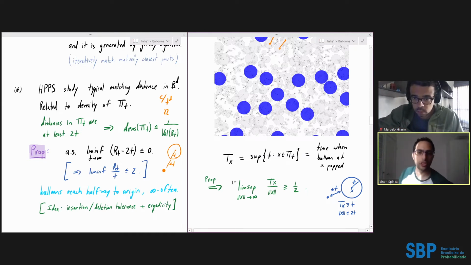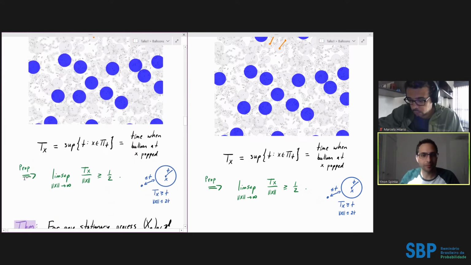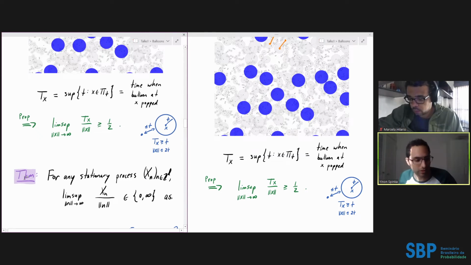So here's a general result now that I'll tell you about, which has nothing to do with the balloon process. Just a general result for processes indexed by Z^d. If you have any real valued stationary process indexed by Z^d, the lim sup of X_n over the norm of n is either 0 or infinity, almost surely. It can't be anything else. It can't be something non-trivial. Let me come back to this in a second.